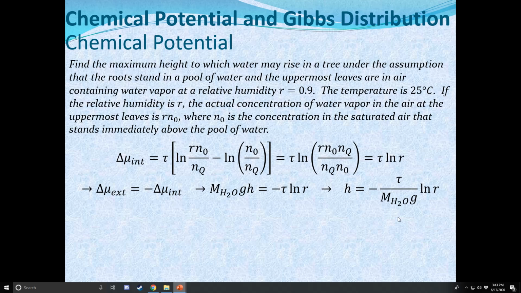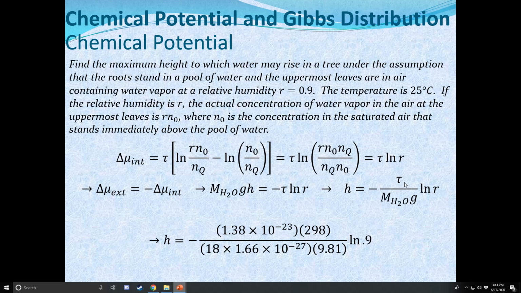And then from here, it's just plugging in the numbers that were provided to us to find that the max height is a little bit under 1,500 meters. This is actually one of the reasons why there is pretty much a limit to how tall trees can get.